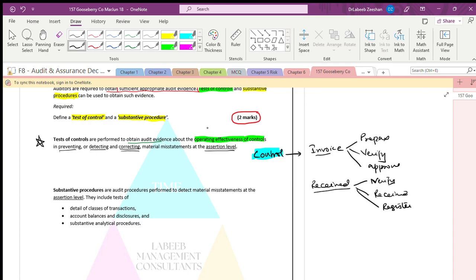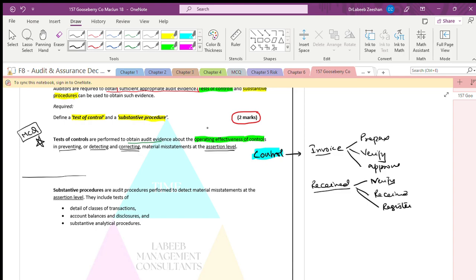When you come in, somewhere they will put an application and they will ask you a question on this. Test of control is nothing but obtaining the audit evidence about the operating effectiveness of the control, to prevent, to detect, and to make corrections. This is where we are talking in terms of test of control.